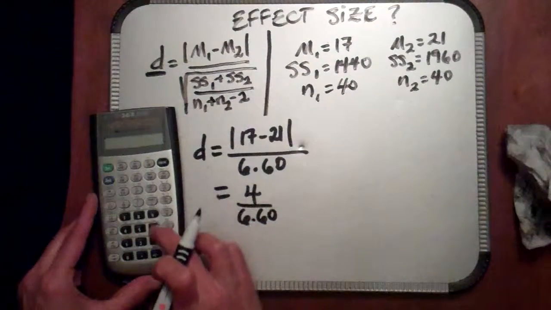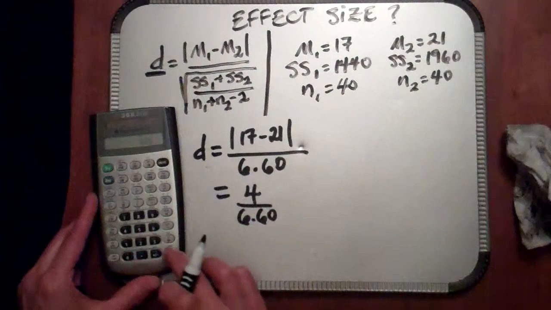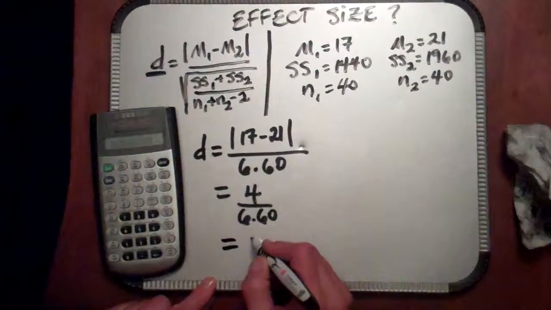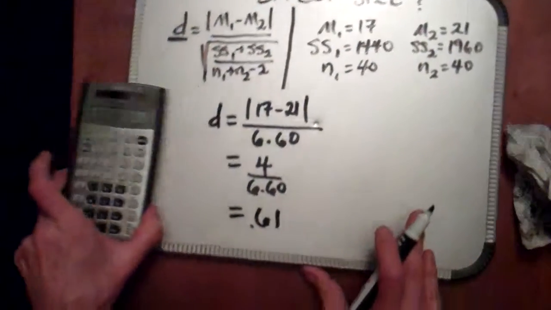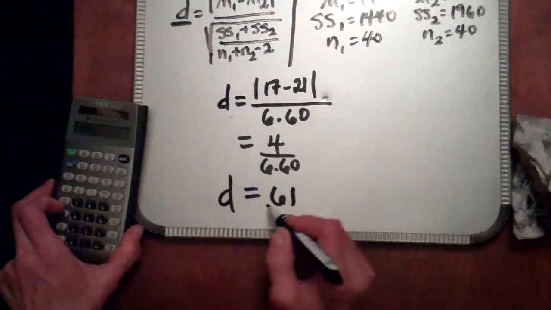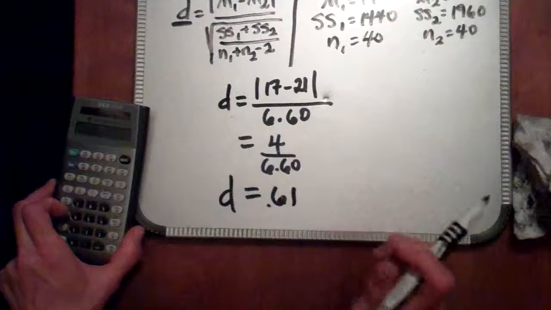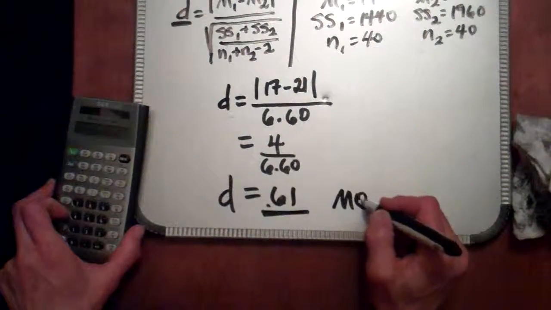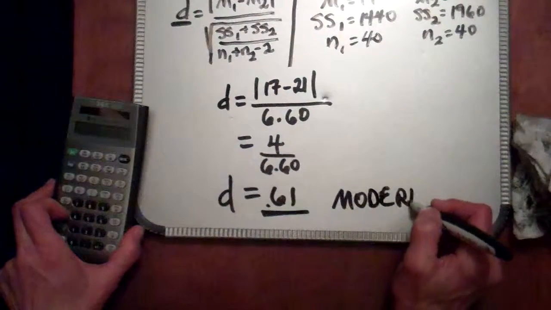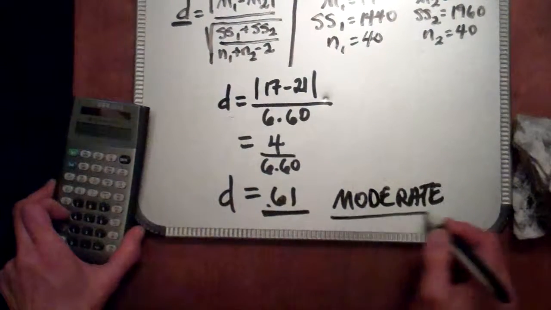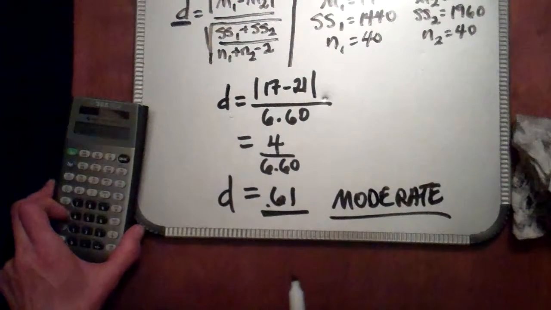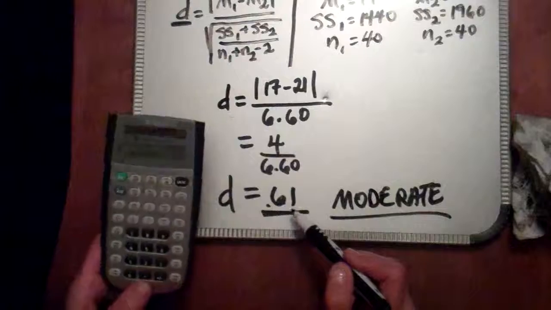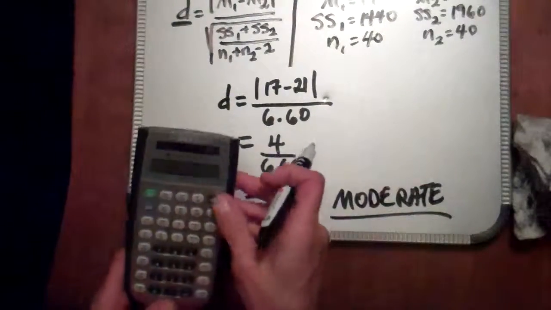So let's do 4 divided by 6.6. And we get 0.61. So in this example, your effect size is 0.61. That's one of the largest effect sizes we've observed in any of the examples. That's considered a moderate effect size. Now you should proceed to do your second evaluation of your result, which is calculating the confidence interval to determine the precision of the difference that you've identified.